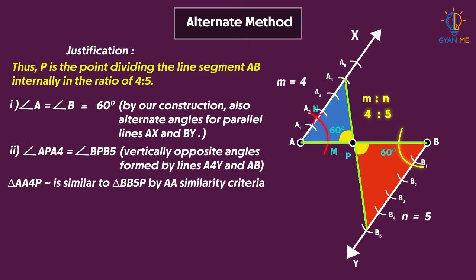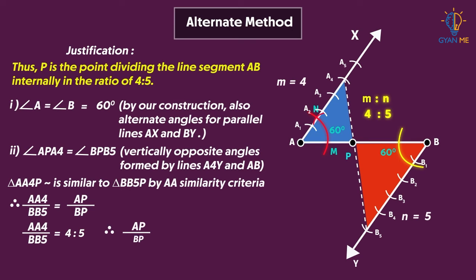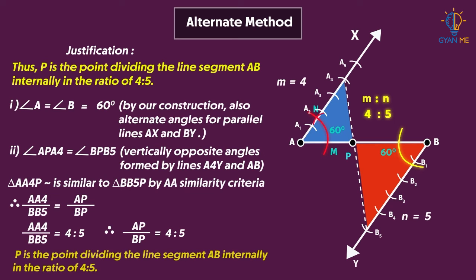Therefore, we can say the triangle AA4P is similar to triangle BB5P by angle-angle similarity criteria. Therefore, we can say AA4 upon BB5 is equal to AP upon BP. But since by construction AA4 upon BB5 is equal to 4:5, therefore AP upon BP is equal to 4:5. Thus point P is the required point which divides the line segment AB in ratio 4:5.